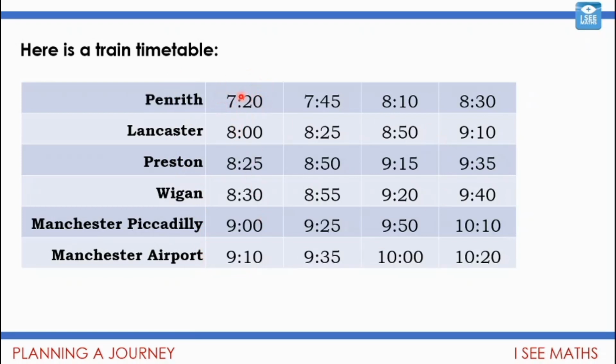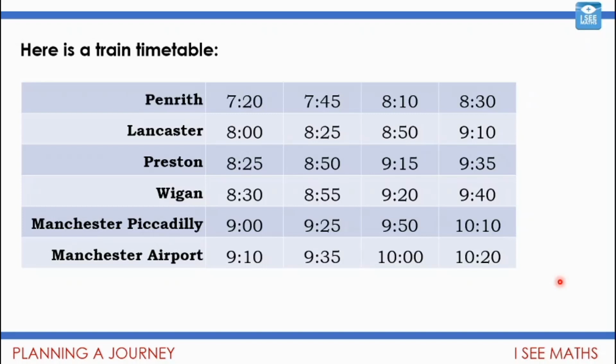So here we have this first train that arrives in Penrith at 7:20, and then we can see the time it gets to Lancaster, and then Preston, and then Wigan, and so on. So this is the first train, and then we've got the second train and the third train, and so on. And when people see a timetable like this, they've got to think, right, which train should I catch?